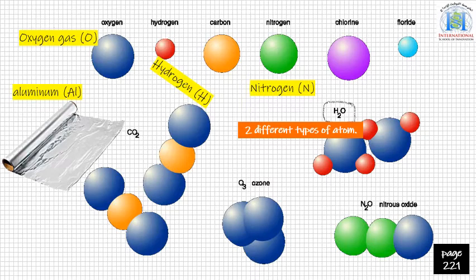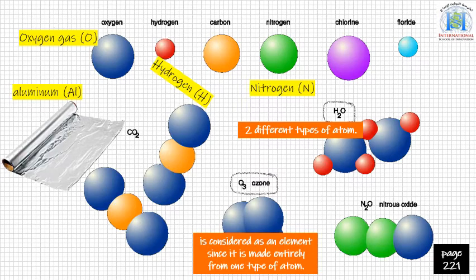Okay, so it has two different types of atoms. It's not a single element. It has two elements combined together. What about the ozone? O3. How many types of atoms are there in this substance? O3. So we have one type of atom. It's the O. We can see the symbol of the oxygen only, right? So this is considered an element since it's made entirely from one type of atom, right?